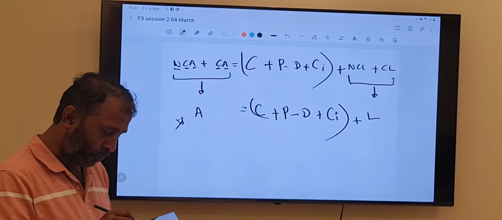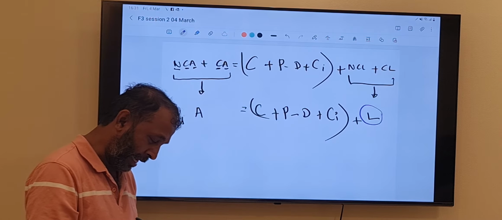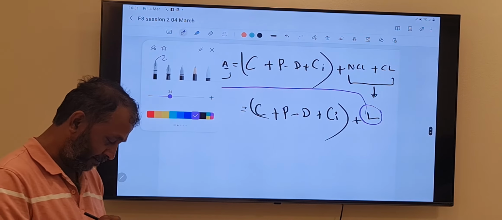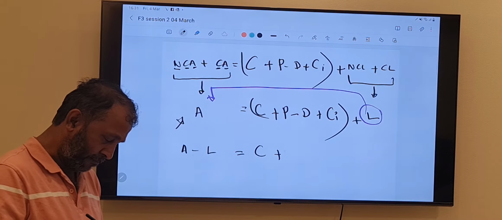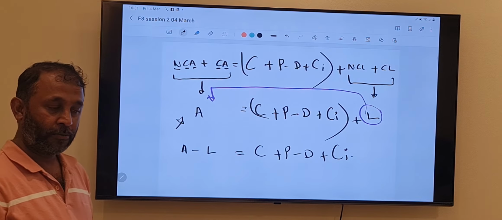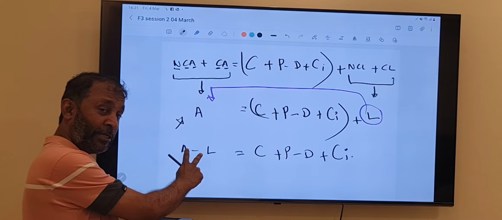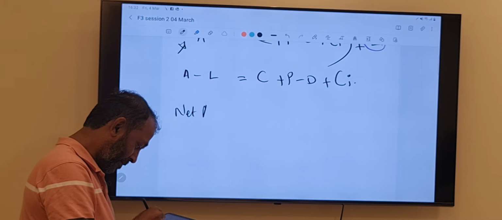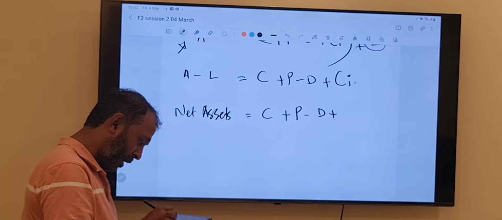Clear? Now what I'm going to do, I'm going to bring the same crane and pull this L and transport it to the other side of the equation. If I do that, A minus L is equal to C plus P minus D plus CI. Now, we already know the meaning of this. A minus L is what? Net assets. Very good. So net assets is equal to C plus P minus D plus CI.